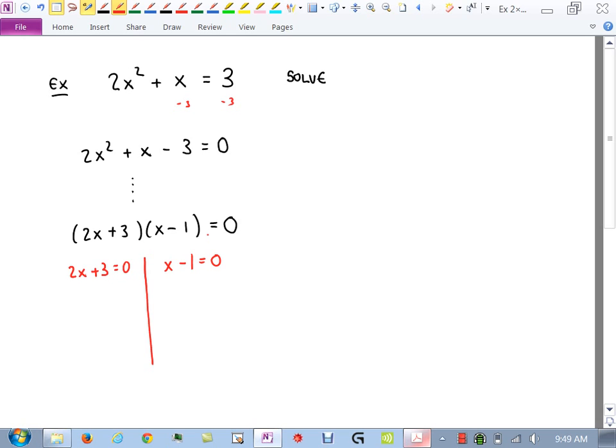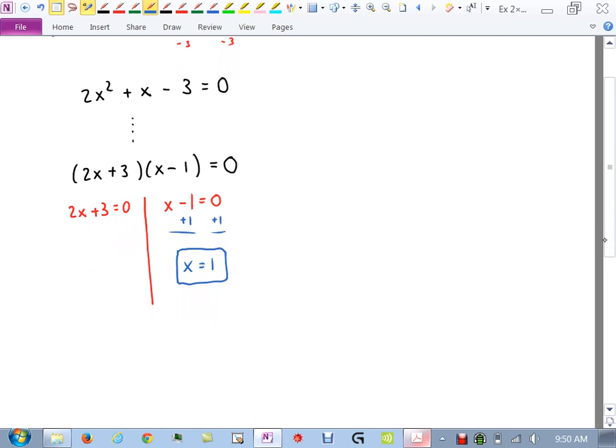Now, because the x minus 1 is just x, the answer is going to be the opposite of what's here. The answer is going to be 1, but this one is not going to be negative 3. You have to do some work. So let's do the one on the right first. Add 1 to both sides. So you get x equals 1. Now, on the left side, I'm trying to get x by itself, right? The first thing you do is isolate the x term. That means get the 2x by itself. So you will still move the 3 over. So you subtract 3 on both sides.